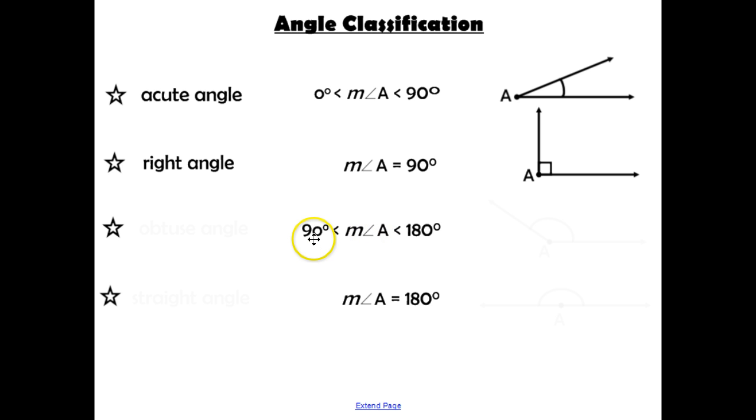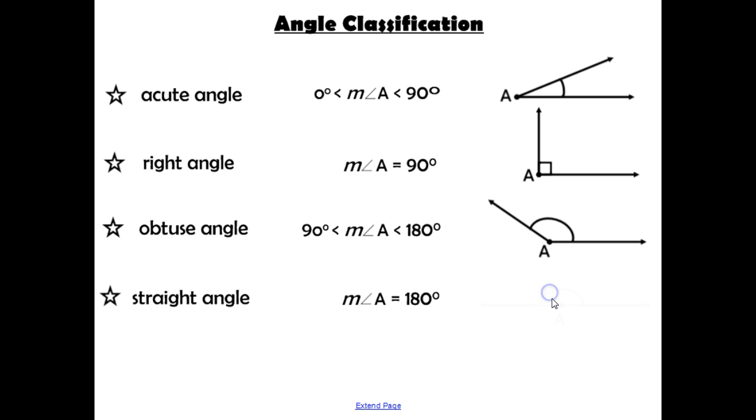An angle whose measure is bigger than 90 degrees but less than 180 is called an obtuse angle. And this is an example of one obtuse angle. And an angle whose measure is exactly 180 degrees is called a straight angle. And that's actually going to be a straight line.